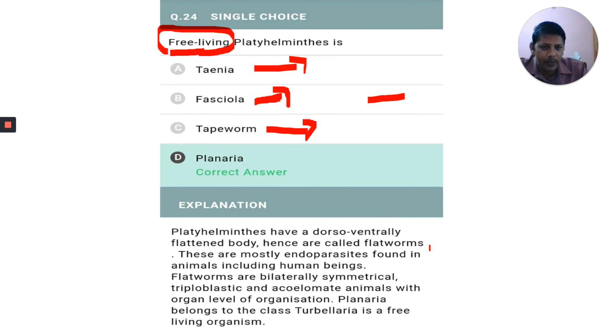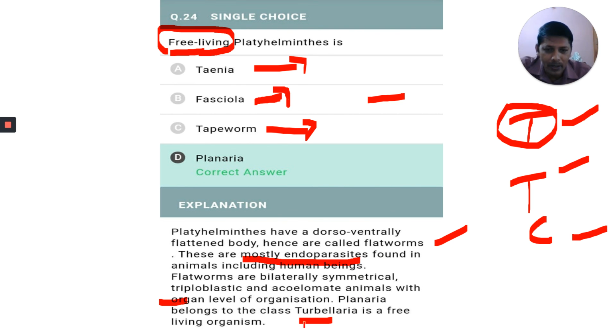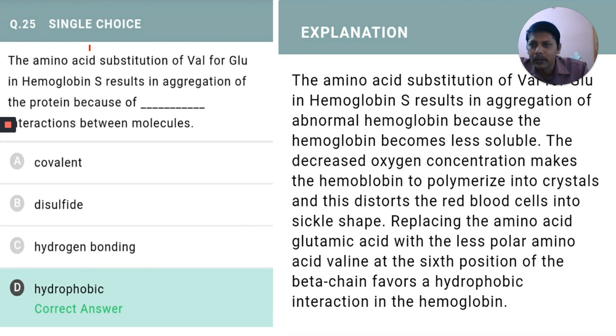Platyhelminthes are dorsoventrally flattened, which is why they are called flatworms. Mostly they are endoparasites, not all, found in animals, including human beings. Flatworms are bilaterally symmetrical, the first bilaterally symmetrical animals and first triploblastic animals, but here there is no coelom. Primary and secondary body cavities are absent. They show organ level of organization, which is also given in the NCERT textbook. Planaria belongs to the class Turbellaria. The classes are Turbellaria, Trematoda, and Cestoda. Planaria belongs to the class Turbellaria.